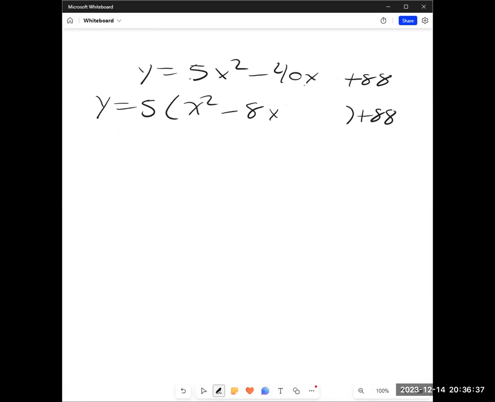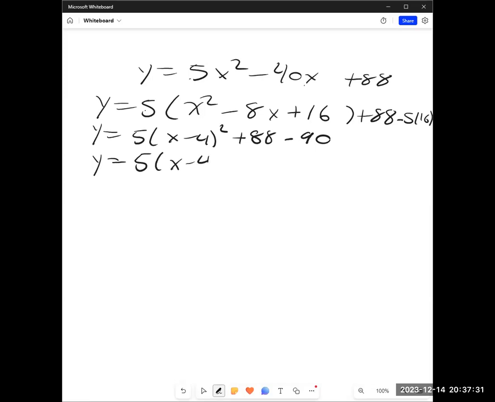Half of negative 8 is negative 4. Negative 4 squared is 16. Now I just added 5 times 16, so I need to subtract 5 times 16. So 5 times (x minus 4) squared plus 88 minus, and then this is going to be 90. It's going to be y equals 5 times (x minus 4) squared minus 2.